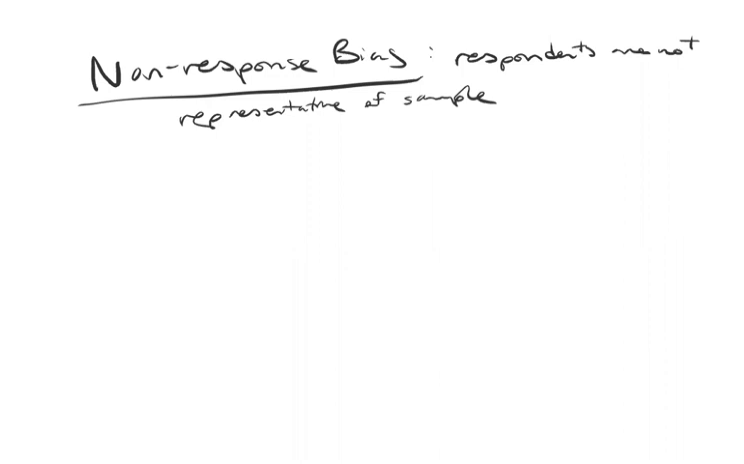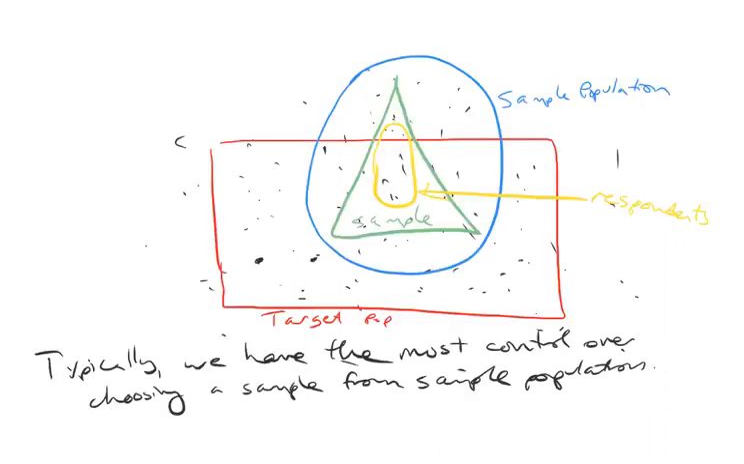So even if everything else is perfect, the sample population is the target population. The sample is randomly and perfectly chosen from the sample population. If the respondents are not representative of the sample, like in the end people say no, then you do not have a representative sample. Okay. Let's go back again to our picture. So now focusing on the sample, the green triangle, if the sample is not representative of the target population, that's also a problem, and that's called selection bias.